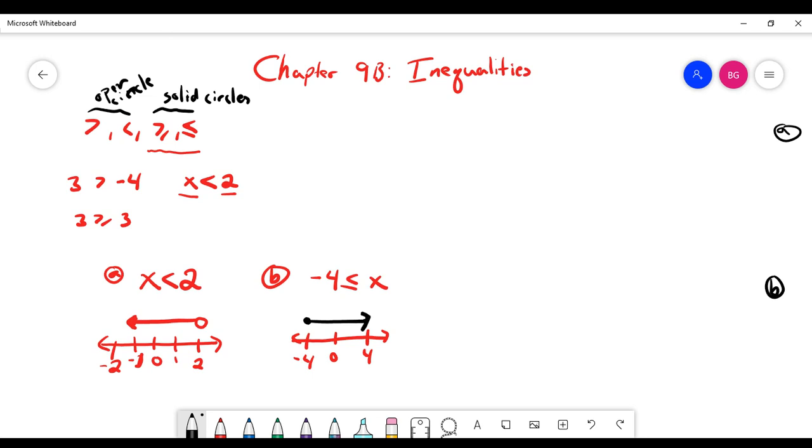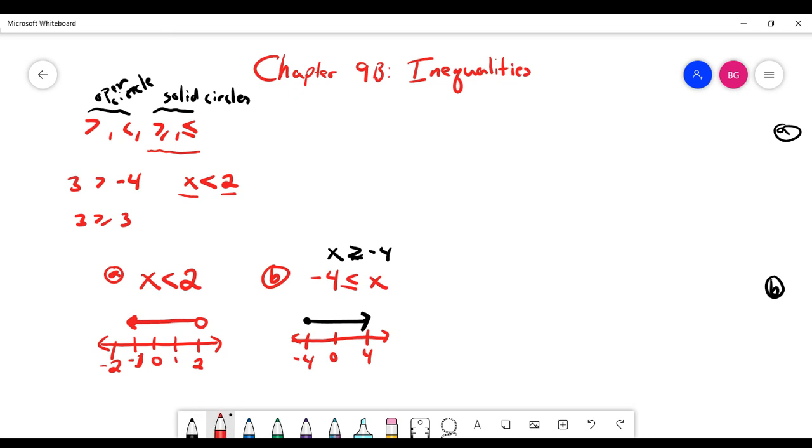Now, one thing you can also do when you make these is you can rewrite the whole thing by just flipping everything. So if I flip this, I would have x. I would flip my sign, which would then be greater than or equal to. And then I would have negative 4. I don't care which way you write them. Just make sure you're comfortable seeing all the different ways, and then make sure that you're comfortable with whatever method or whatever way you pick.